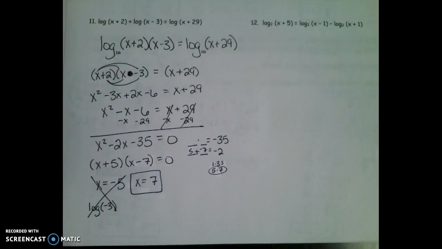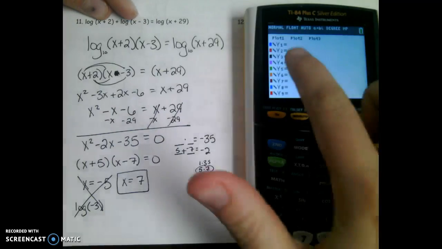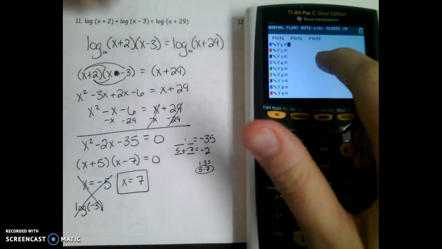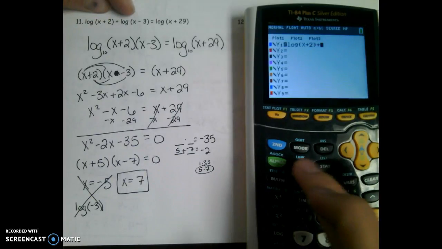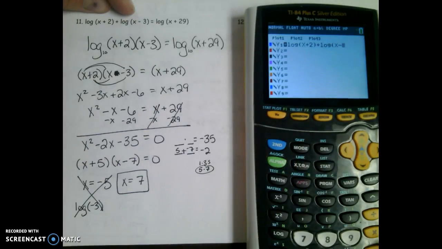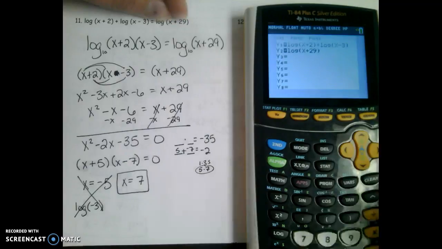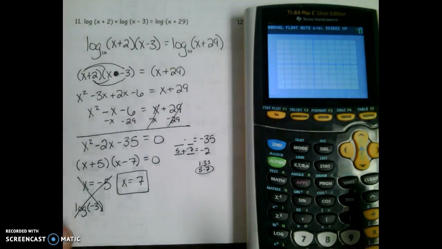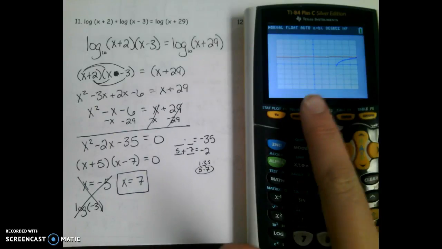I do want to show you a quick trick. If you have a graphing calculator, you can actually put the left side into y1 and the right side into y2 and check this. So log of x plus 2 plus log of x minus 3. And then in y2, put log of x plus 29. Where these things meet is going to be the solution to the system. And somebody messed with this window so you can't see it.